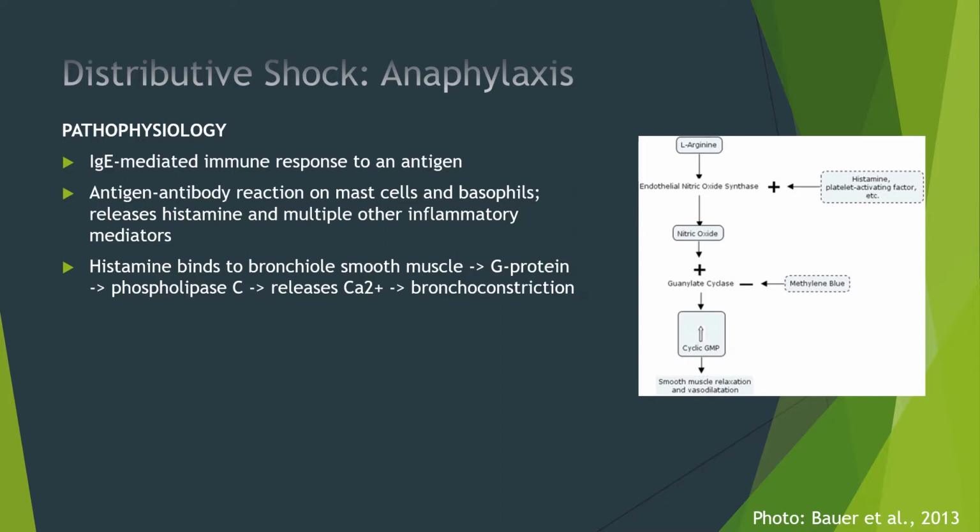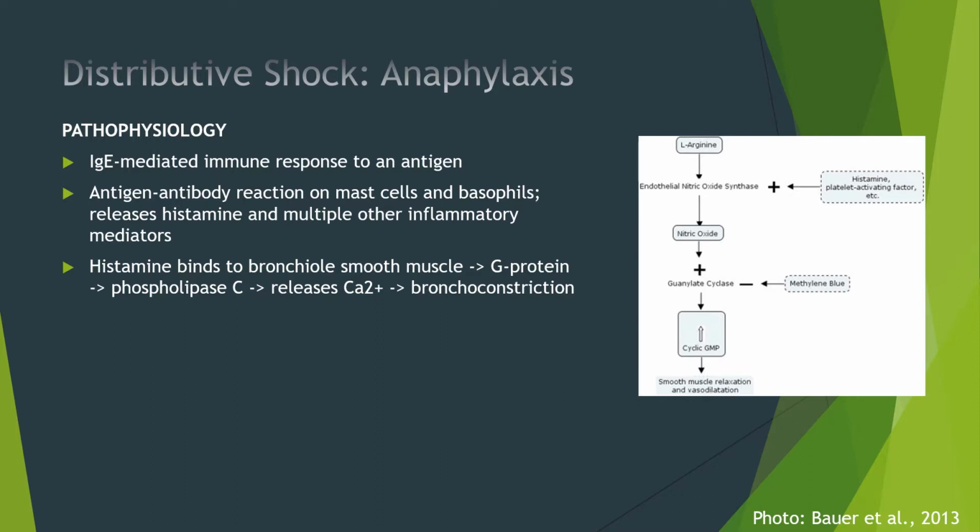So histamine causes a number of issues in this dysregulated host response, one of which is bronchoconstriction. It does this by binding to the bronchiole smooth muscle histamine 1 receptor, which activates the G protein messenger pathway. And this further activates phospholipase C, which releases calcium from the endoplasmic reticulum. The increased free intracellular calcium is then available for the actin-myosin crossbridge formation, and this causes bronchoconstriction.